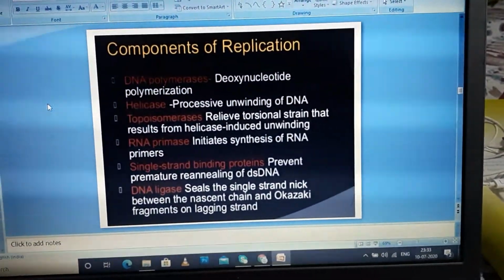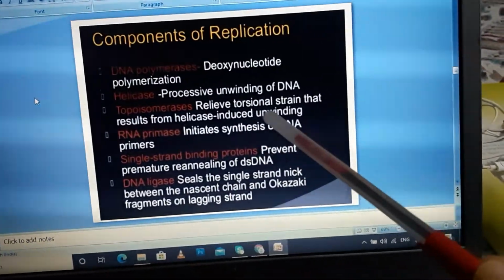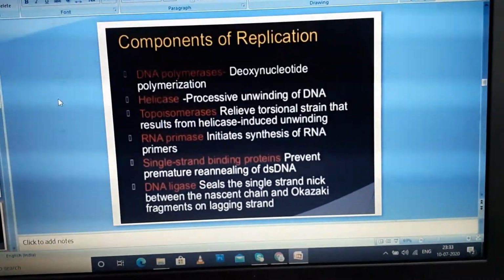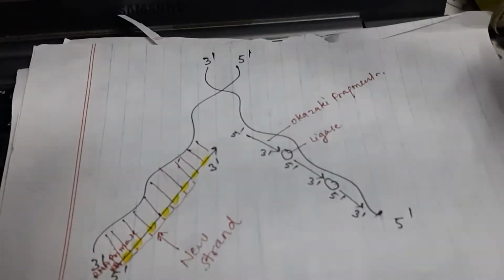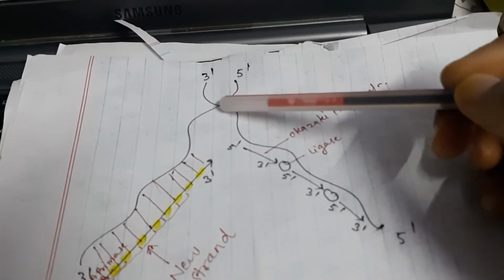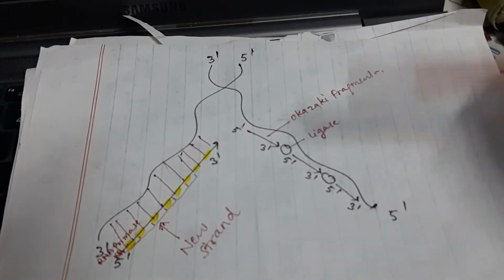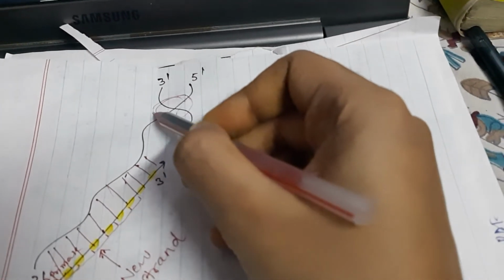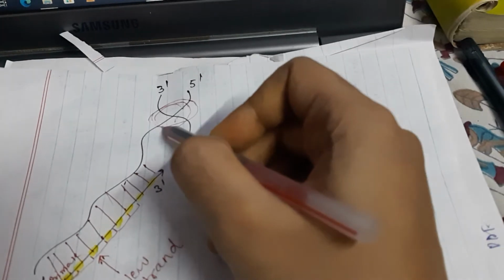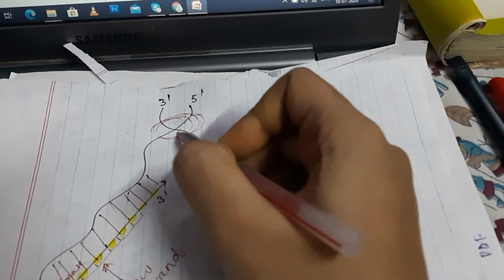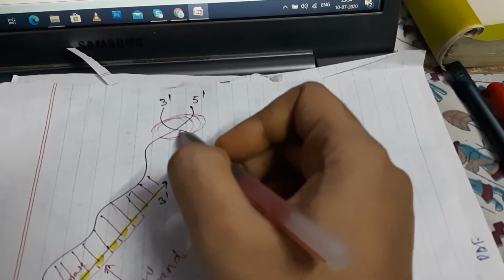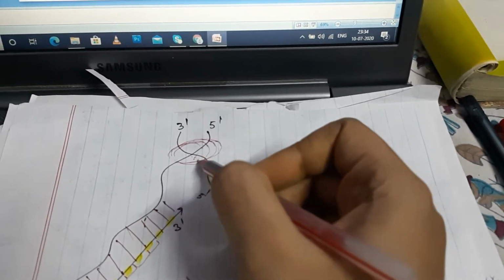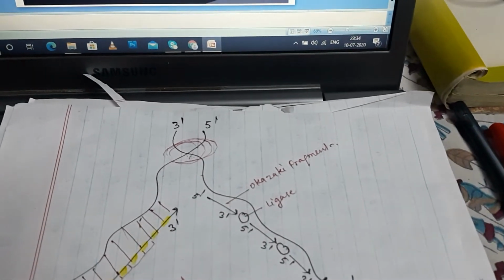Then we have topoisomerase. Topoisomerase is the enzyme which relieves the torsion. You can see in this picture, when the DNA is moving apart, a tension develops here. So topoisomerase works over here in relieving the tension, so that the strands can separate easily and unwinding of the DNA can take place.